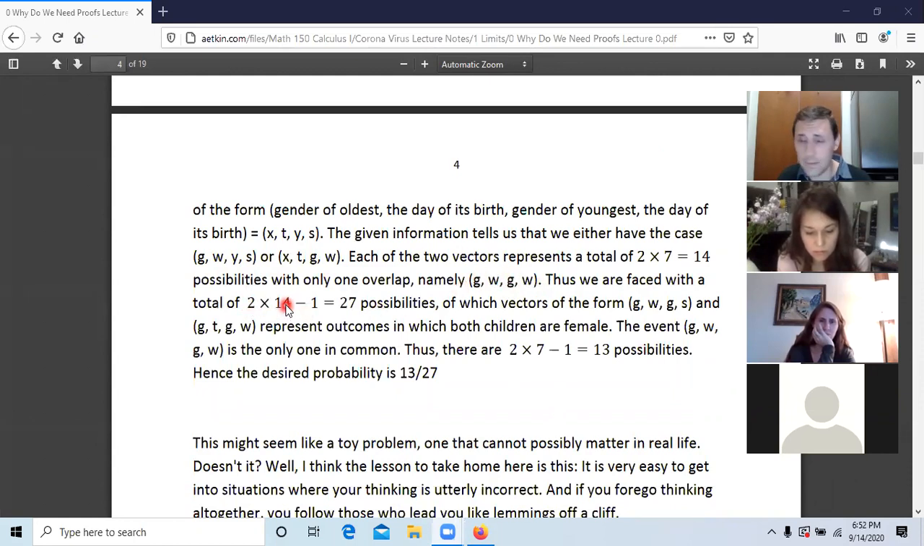So I take 2 times 14 to count all my possible universes and subtract 1. One of 27 possible universes. Maybe not one, but one out of 27 possible universes.